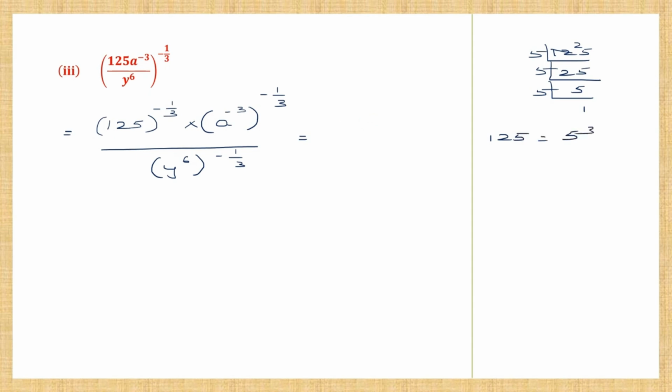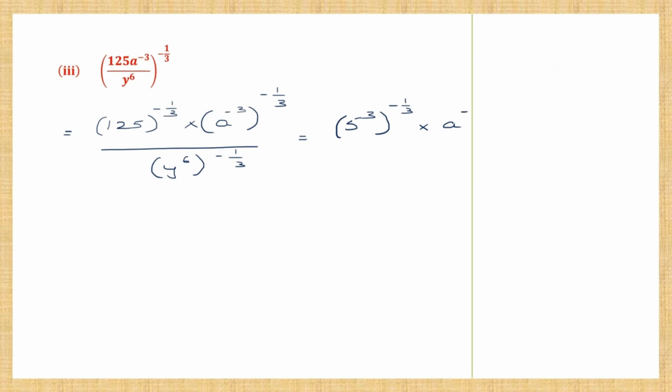So let's write that instead of 125. So 5 to the power of 3 is now raised to the power of minus 1 by 3, into, now here let's use the power law. That is minus 3 into minus 1 by 3. Now here also let's use the power law, y raised to the power of 6 into minus 1 by 3. So here let's continue. This becomes 5 to the power of 3 into minus 1 by 3. So the 3 and 3 get cancelled. Now the next variable is a. Here also 3 and 3 get cancelled, and minus into minus is plus. So that's simply a raised to the power of 1.